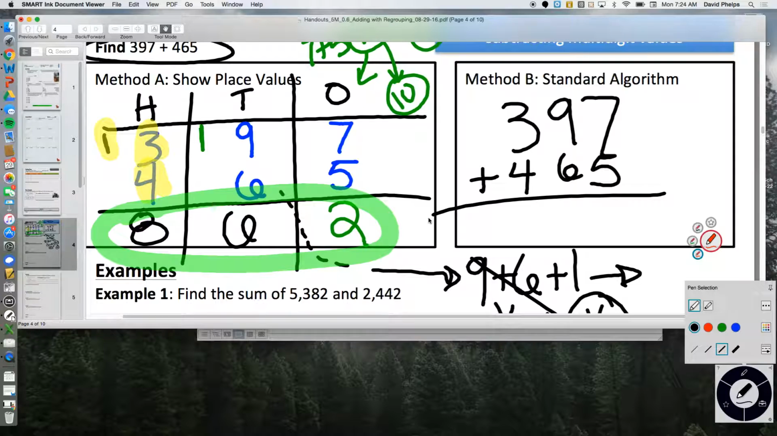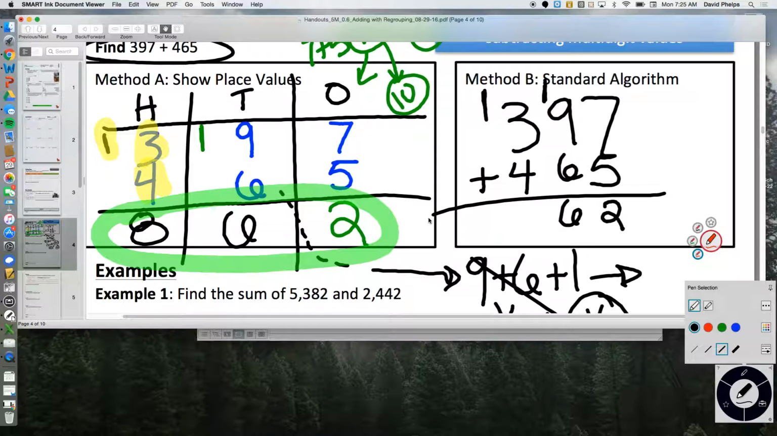Well, we start at the ones place again. 7 plus 5. We know that's 12. So we put a 2 in the ones place. And instead of doing all of the organization like method A, we're just going to take the 1 of 12 and move it over one place right on top. That's called regrouping. So now I have 1 plus 9 plus 6. And I know 1 plus 9 is 10, and 10 plus 6 is 16. So watch this. Put a 6 underneath the tens place. And then the 16 had that 1 in front, so regroup the 1 into the hundreds place.